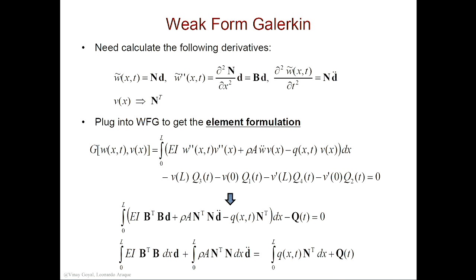I also have to calculate the second derivative of W with respect to time. So I have N bold D double dot. For V, I have to make it N bold transpose. And I also have to calculate V double prime, which will give me B bold transpose. I didn't do it, but you can imagine it right there. So the element formulation is simple. For V, I have N bold transpose double prime, that makes me B bold transpose. W double prime is B bold D. So that's B bold D right there, and so forth. You can see all the terms right there.